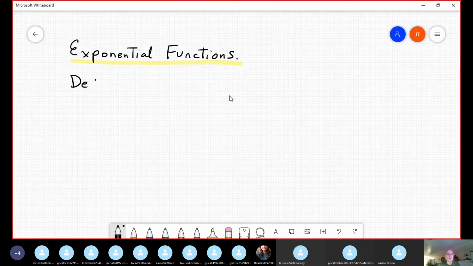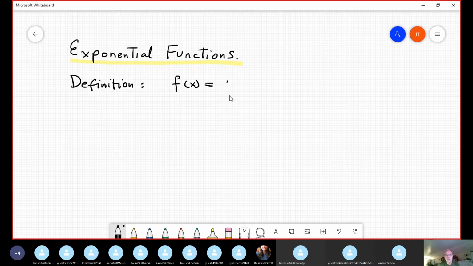Definition of the exponential function. Bueno, it's the function that looks like that: a to the x. And who is a? A is the base. This number is called the base. And the base is, be careful, a real number, but not all real numbers. So we have some restrictions. So a, the base, is a real number.